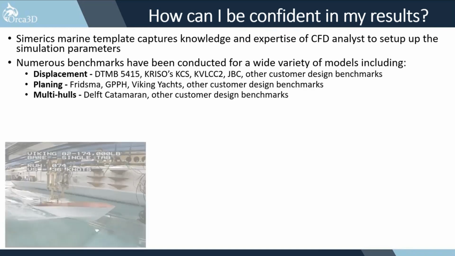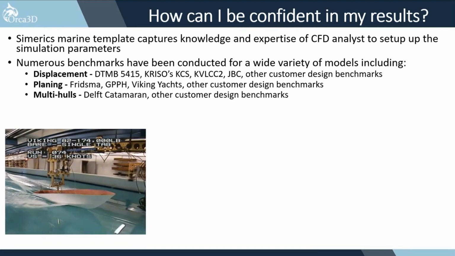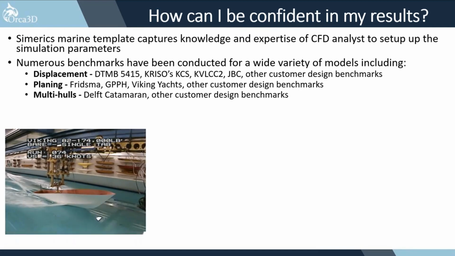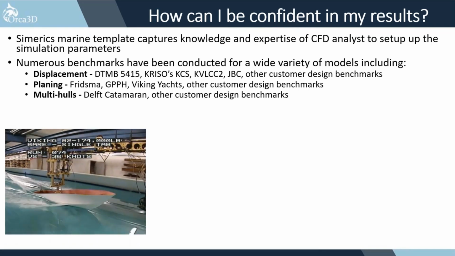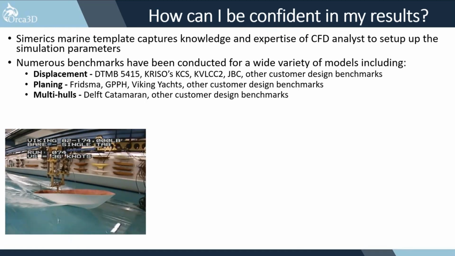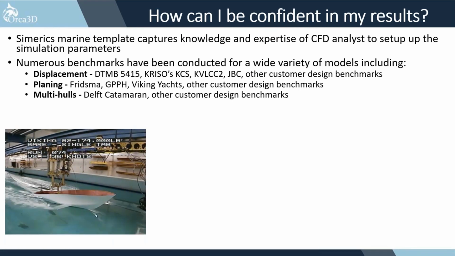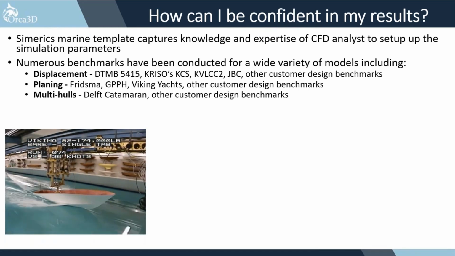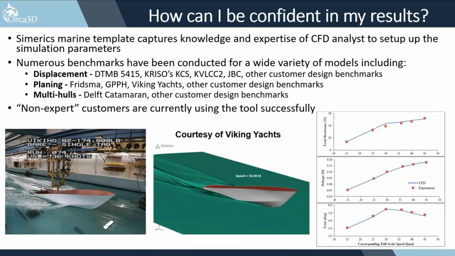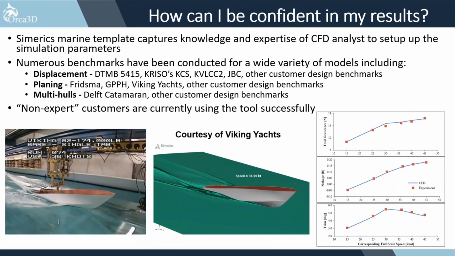Of course, we also want to have confidence by benchmarking our results. So we've conducted numerous benchmarks for a wide variety of models using industry available data. So we've looked at displacement hulls, planing hulls, and multi-hulls. For displacement hulls, for example, the David Taylor Model Basin 5415 is a very common model. Chrysos has a container ship and a VLCC. We've benchmarked against all of those. For planing hulls, we've benchmarked against the Fridsma series, the General Prismatic Planing series, and for multi-hulls, the Delft Catamaran.